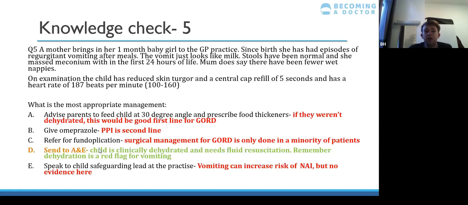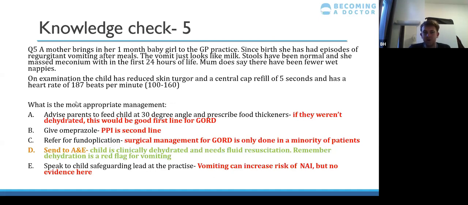Going through the other answers, these would all be good for reflux, which this could be. You start with conservative management: get them to sit up, give food thickeners and a PPI, which will decrease the acid in the stomach. Fundoplication, in which they twist the fundus of the stomach around the esophagus to tighten the gastroesophageal sphincter, is much later down the line. And vomiting can increase the risk of non-accidental injury, but there's no evidence here.